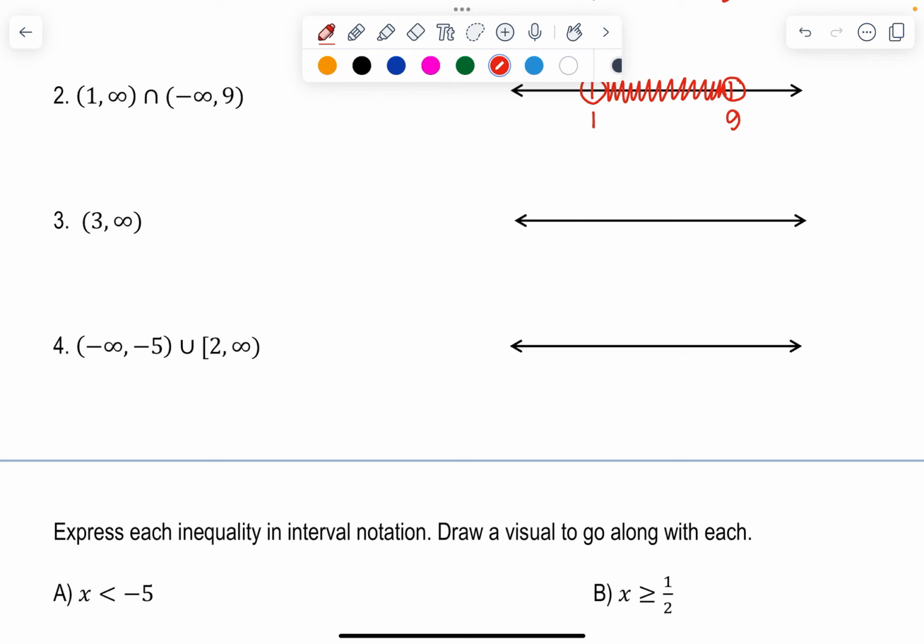All right, next we have 3 to infinity. So X values greater than or equal to 3. So we have 3 on the number line. We use a closed point, and then we want values greater than that.